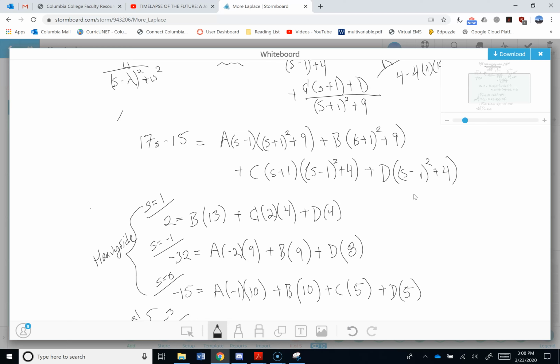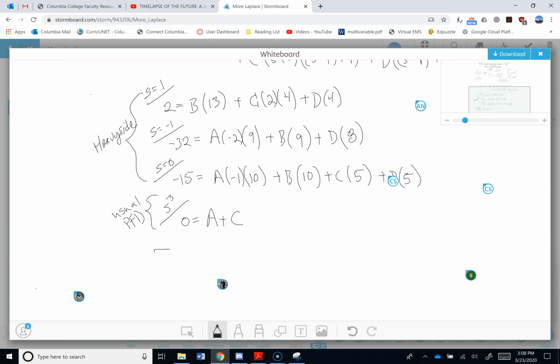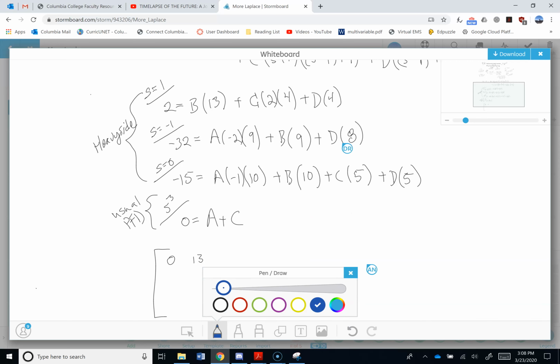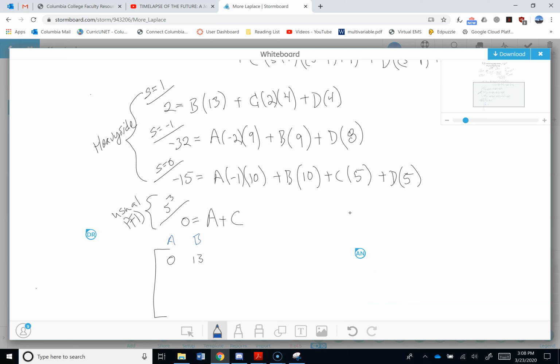Okay, so at any rate, I have my equations, and I'm just going to organize them for a second. So the top equation has 0 A's in it, 13 B's. I'm sorry, I'm doing this with a matrix. Have you all seen matrix work? Not really. Okay, so for the not really, all I'm doing is taking the coefficients. I'm going to have A, B, C, D's, and numbers, and equals.